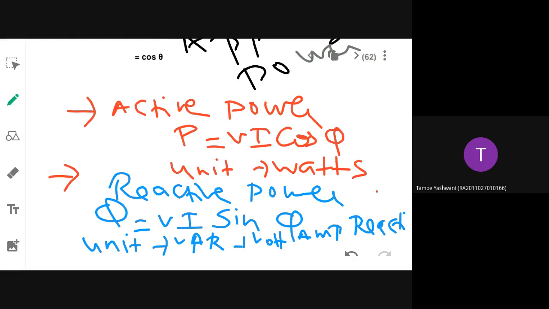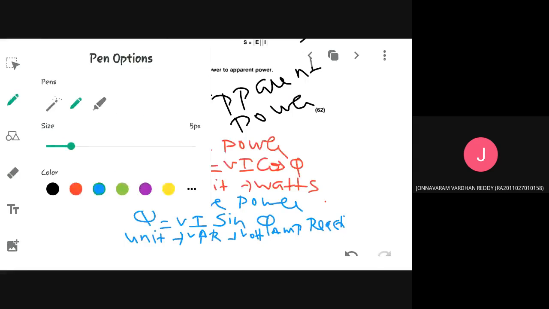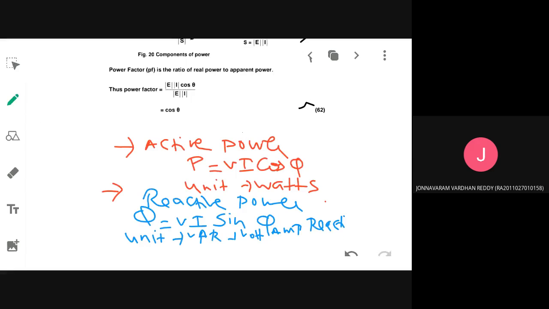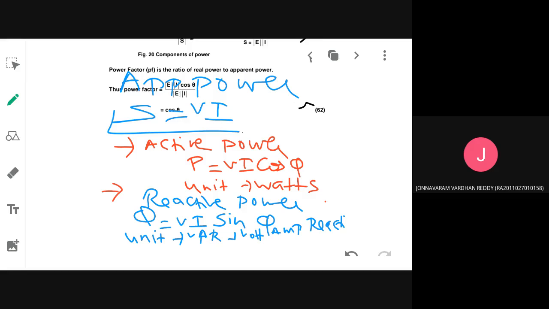And one more power. What is the last power? Apparent power, denoted by S. The formula is VI. The unit is VA. Okay, so there are three types of power.